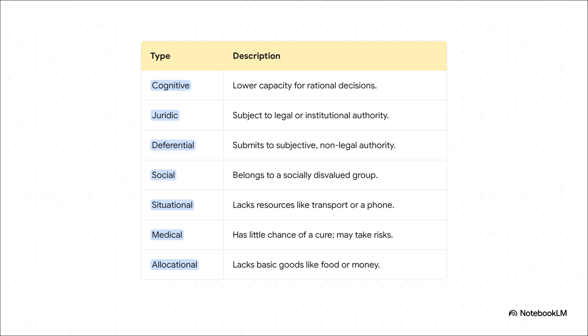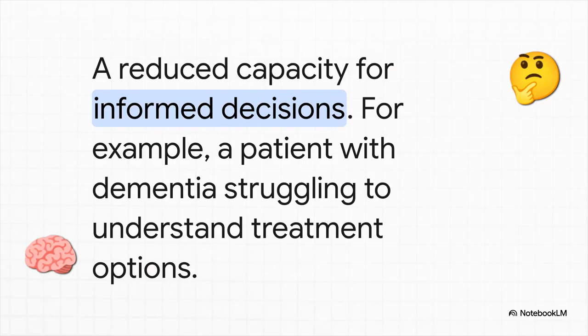This is the whole lens. You can see the 7 types Kipnis laid out: cognitive, juridic, deferential, social, situational, medical, and allocational. This table is basically our roadmap for the next few minutes. We're going to unpack what each of these means and how they point to different kinds of harm. All right, let's start looking through this lens one piece at a time.